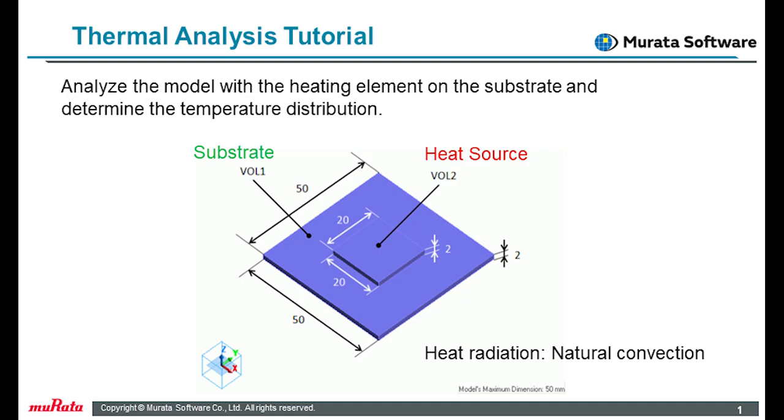The heat radiation by the natural convection is solved in this tutorial. A heat source is placed on a substrate and the substrate is placed in the air. The substrate VOL1 and the heat source VOL2 are created as solid body box, and the heat source is defined in the body attribute of VOL2. Natural convection is set on the model surface.